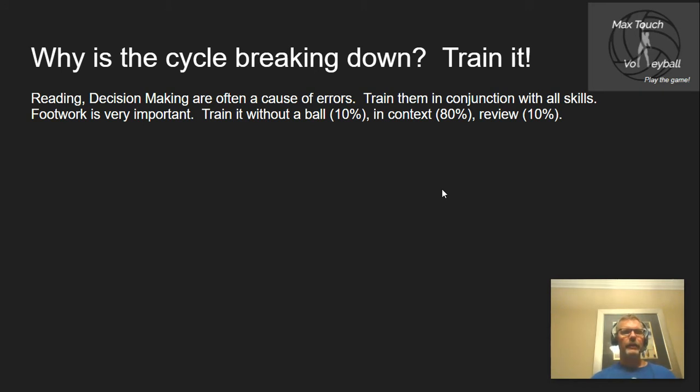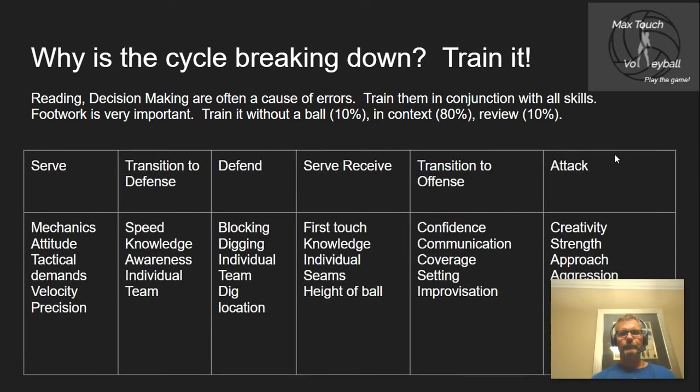As we've said several times, reading and decision making are important, and they are also often the cause of the errors. So if a player is not tracking the ball correctly, it has nothing to do with their platform, it has to do with a tracking error. So train them in conjunction with all the skills. Footwork is also very important. I highly recommend training without the ball and going through footwork patterns 10% of the time, then putting them into context probably 80% of the time, and then reviewing them another 10% of the time.